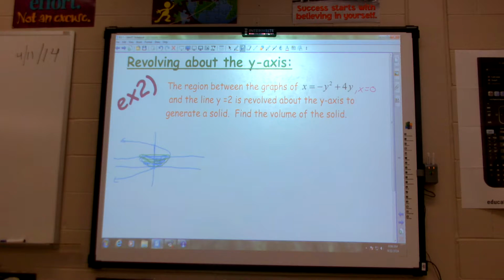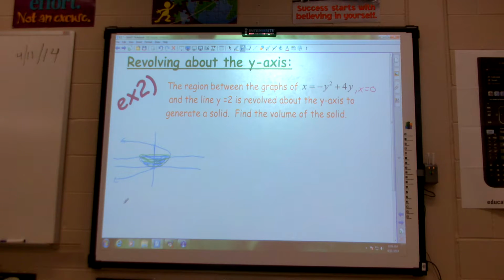I should not have a picture of the area. We are not doing area. We are doing volume. Once again, if I revolve the top, I'm going to get the same thing. So, I've got my picture drawn, which is sometimes the hardest part.